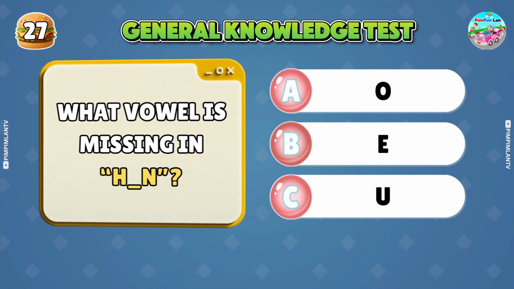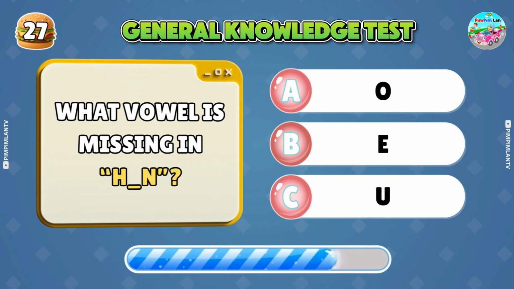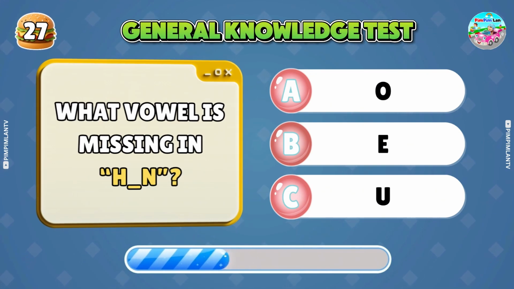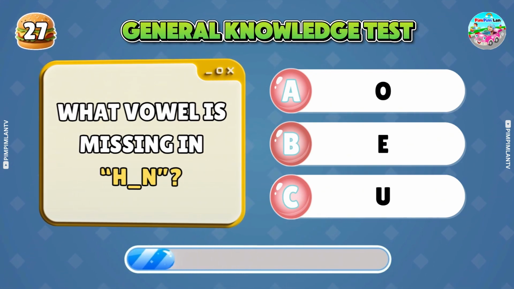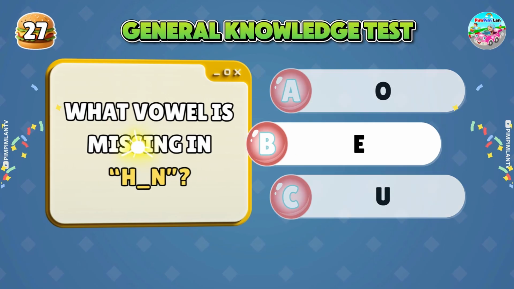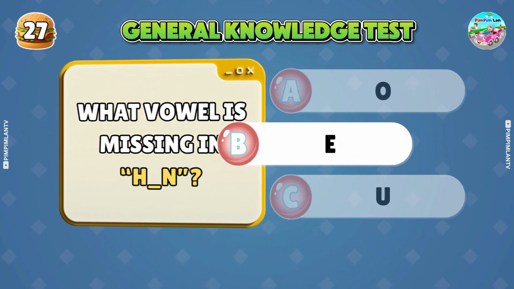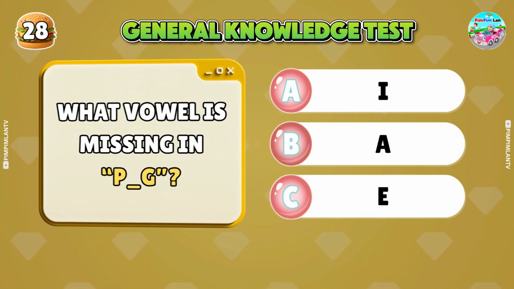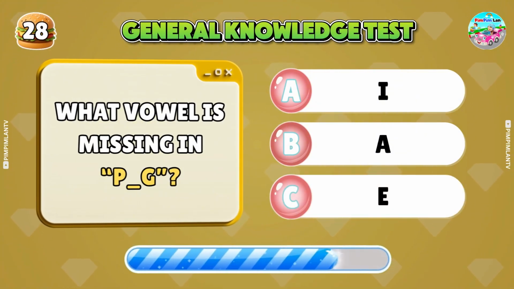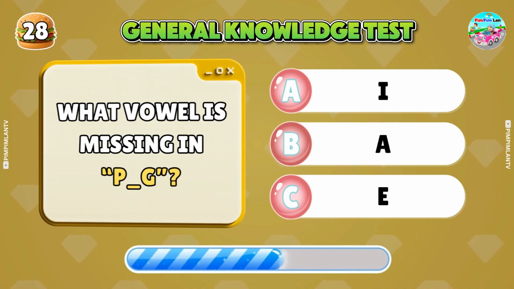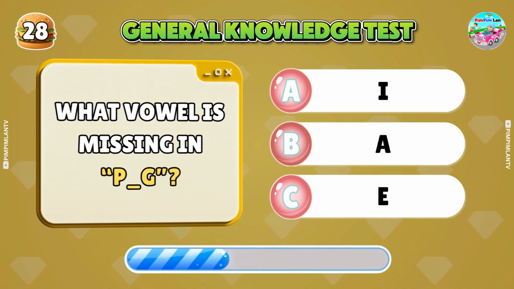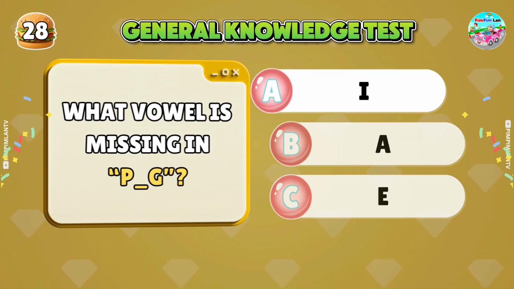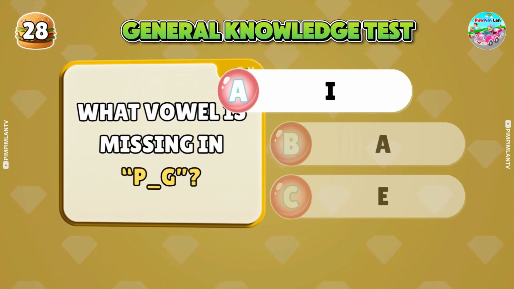What vowel is missing in H_N? Good eye. Pen comes together with an E. What vowel is missing in P_G? PIG needs an I to be complete.